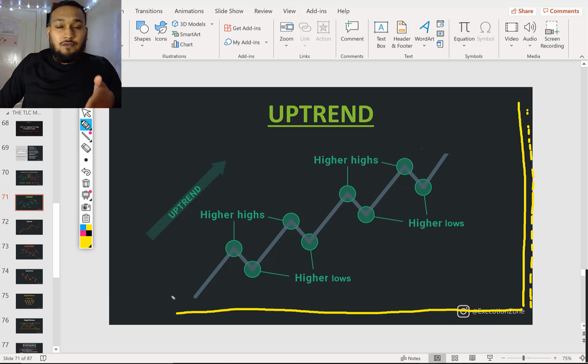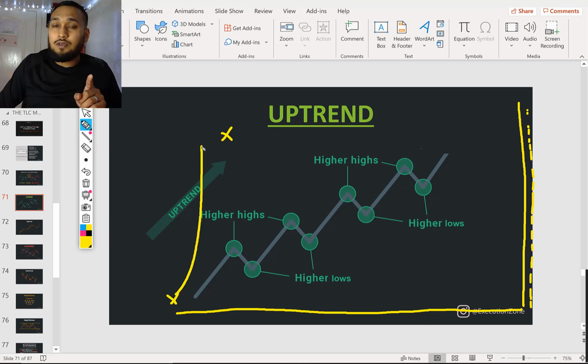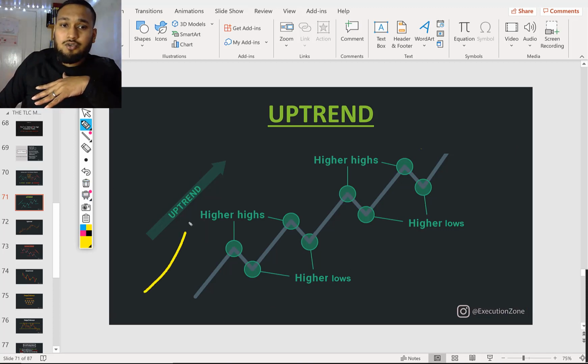If price is to go from point A to point B, it typically doesn't just shoot straight up to that level. What it will do is oscillate on its way up. It'll create these peaks and these valleys. This is what price does. Price doesn't shoot straight up.